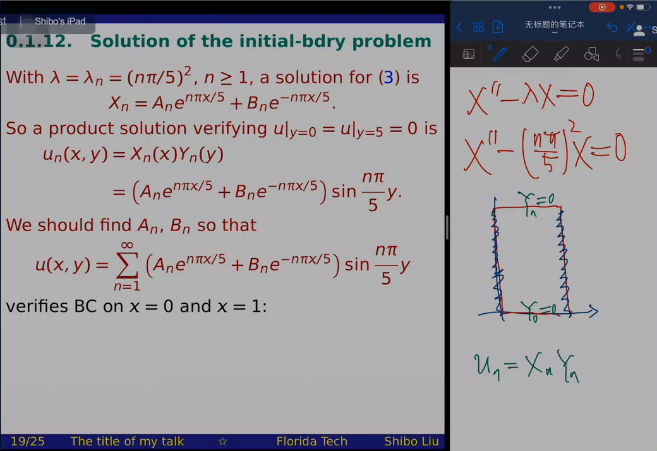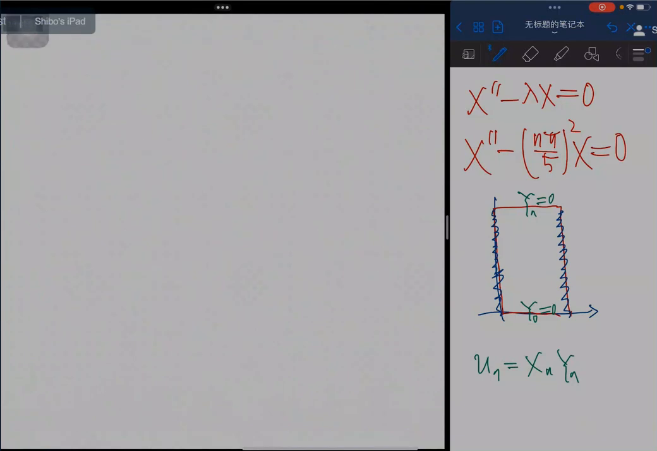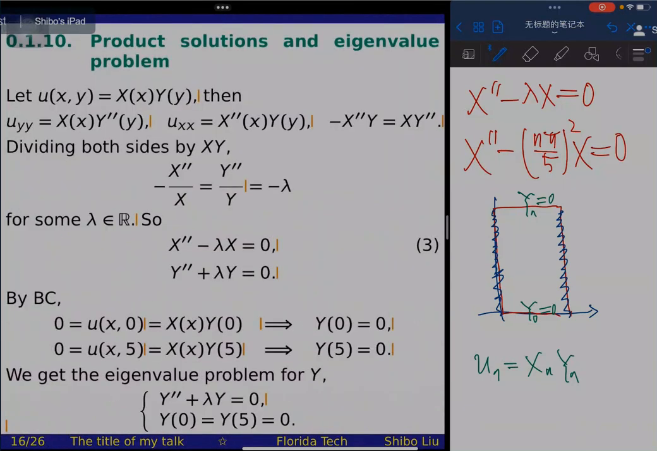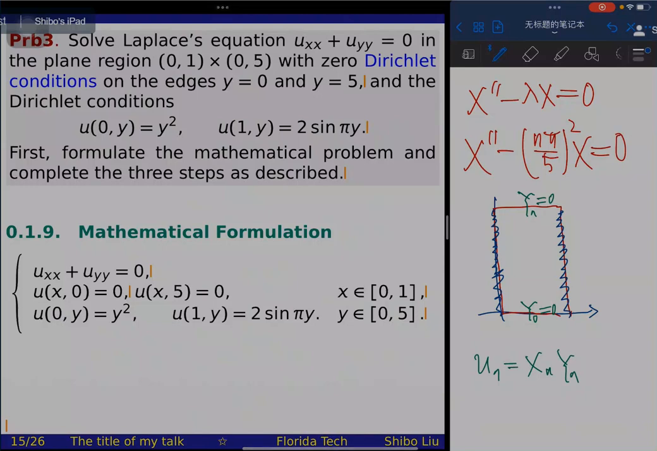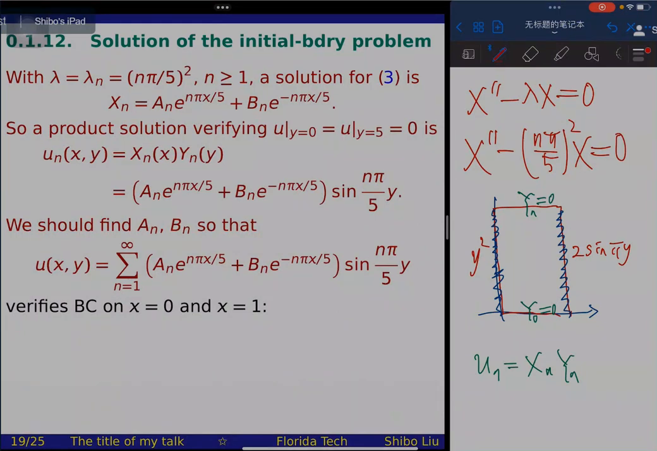Now to do this, remember our boundary conditions. What is our u at x equals 0? Yes. When x is 0, u is y squared. And when x equals 1, u is 2 sine pi y here. So we have this expression for u, with the unknown an, bn. An and bn are to be determined.